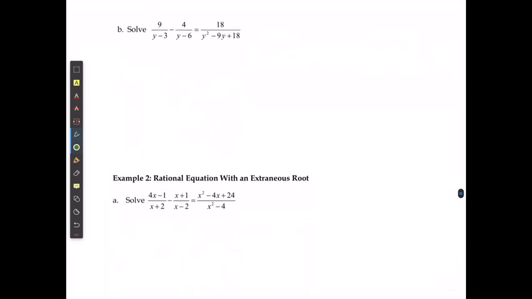Taking a look at example B. Now, unlike the previous ones, this one I do have to factor down in the denominator, so that's what I'm going to do first. I'm going to start by stating that 9 over, well, the y minus 3 can't get factored, minus 4 over y minus 6 can't get factored, is equal to 18 over, this last one can get factored, and it's going to be y minus 3 times y minus 6.